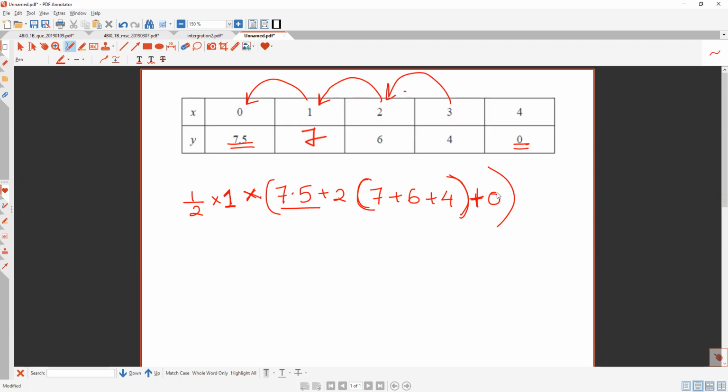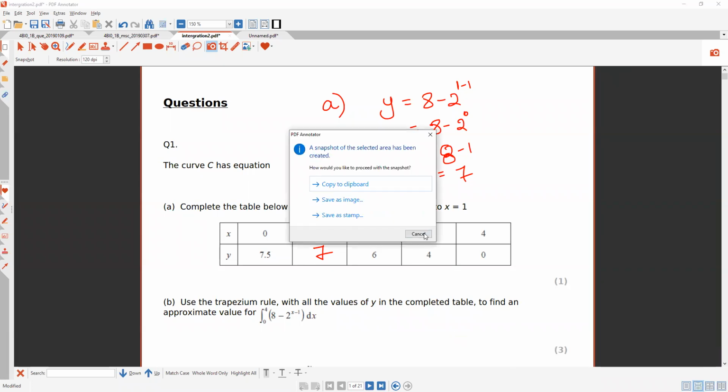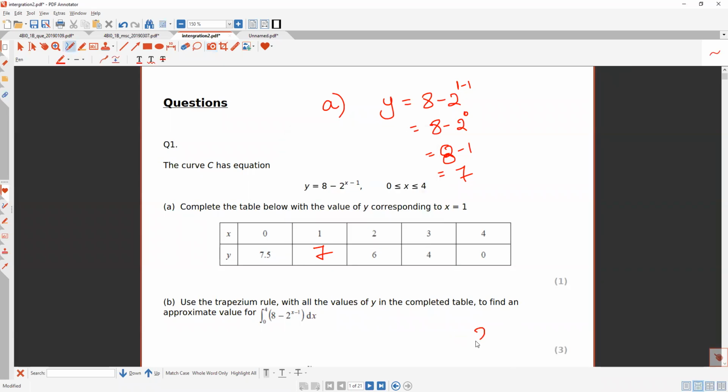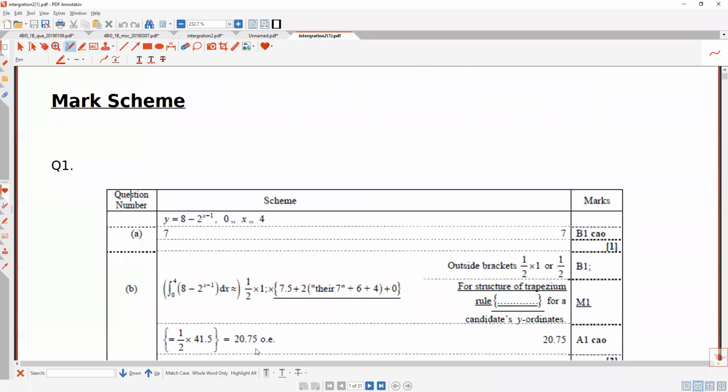Do this in your calculator and see whether you're getting the answer or not. We will compare it with the mark scheme. I'm pausing the video. Okay, the answer is 20.75. Everybody got 20.75. So that is the area of this with the help of the trapezium rule. Now all I have to do is compare the answer with the mark scheme. We compared the answer and the answer was 20.75, which we got.